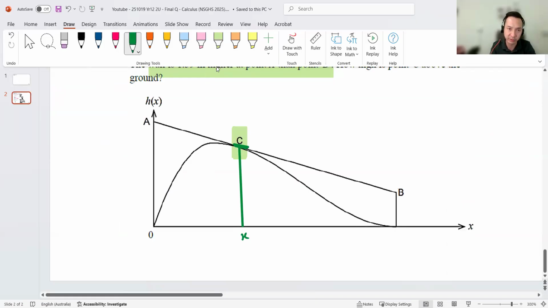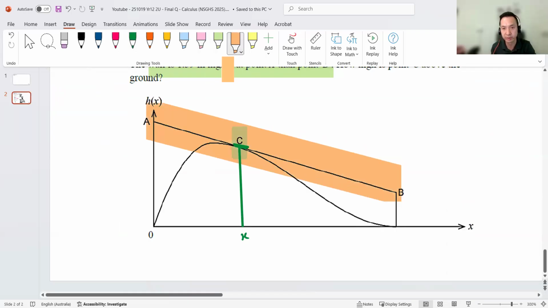So I'm going to do 2 parts. On the, let's say the yellow, on the orange line, let me get rid of that thickness.